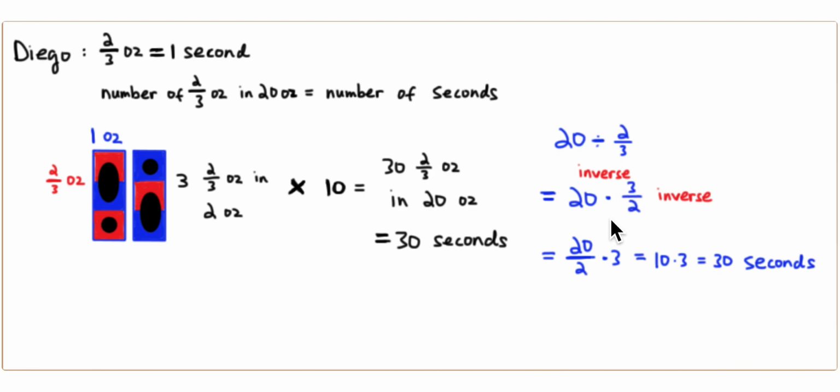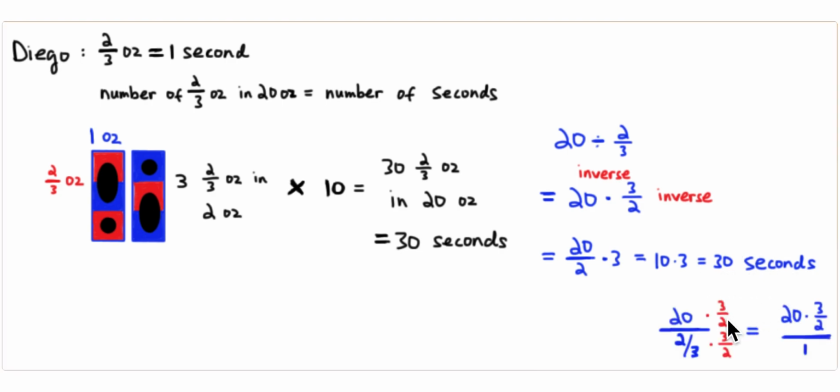To solve that, you're going to use the inverse operation, which is multiplication, and you're going to use the multiplicative inverse of 2/3, which is 3/2. So here's the 20 divided by 2 right here. That's 10. 20 divided by 2 is 10 times this 3. So it's this 10 times that 3. This 10 times the same 3 actually equals 30 seconds.